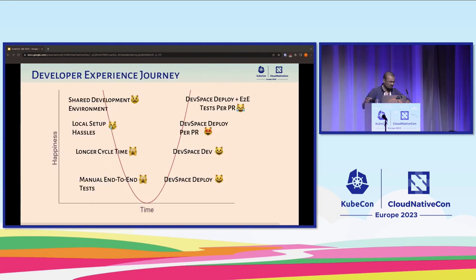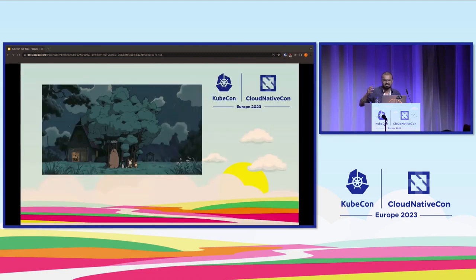So recapping, we had all these issues with shared development cluster, local environment setup, and those made the cycle times longer, along with the manual end-to-end tests. And we were able to address each and every single pain point using our own way of implementing DevSpace deploy and DevSpace dev, and our ways of integrating as part of our CI workflow. And with that being said, we ushered in an era of peace for our developers.